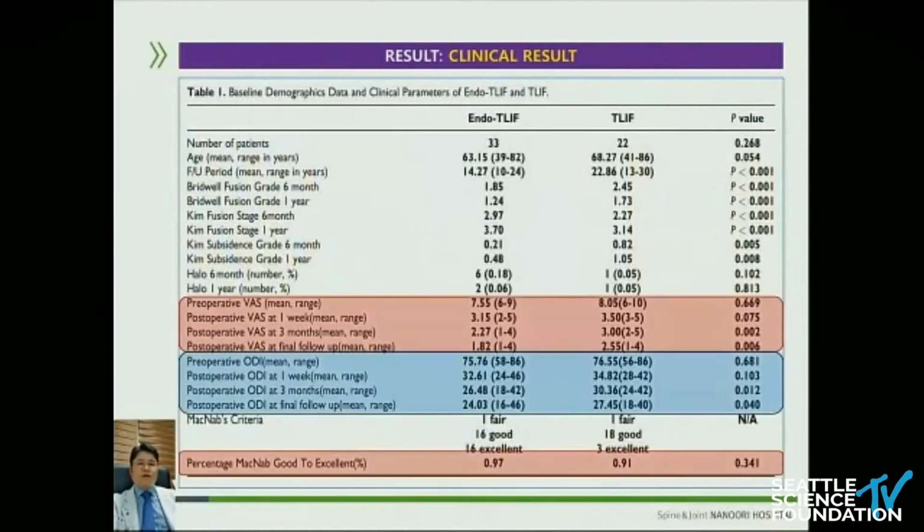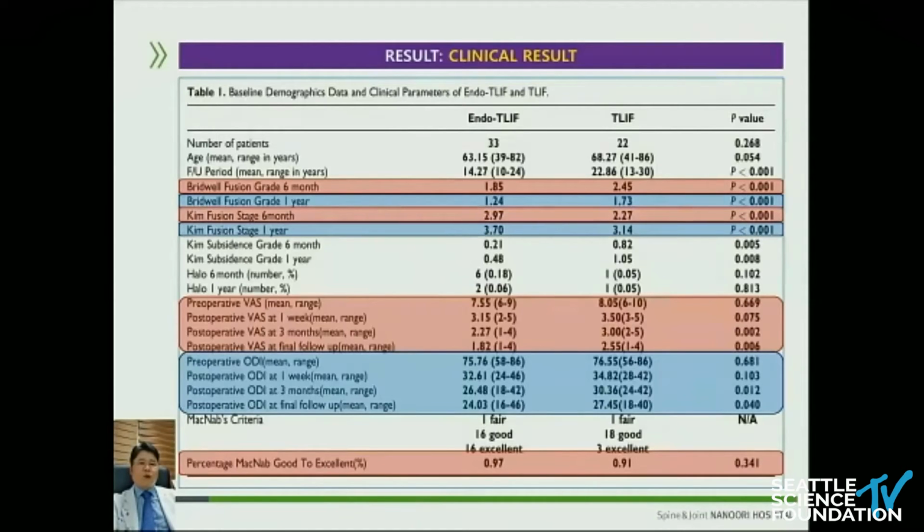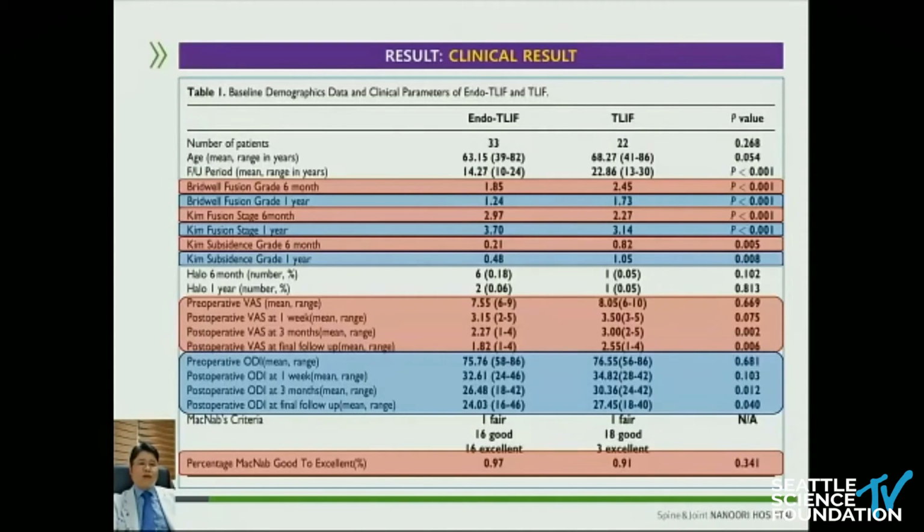The results of this study show that uniportal full endoscopic TLIF compared to open TLIF showed similar results in VAS, ODI, and MacNab's criteria, but the 1-year Bridwell fusion grade was lower at 1.24 than 1.73. The 1-year Kim's fusion stage was higher at 3.7 than 3.14. The 1-year subsidence grade was lower at 0.48 than 1.05. Among them, the 1-year Bridwell fusion grade and Kim's fusion stage were statistically significant.